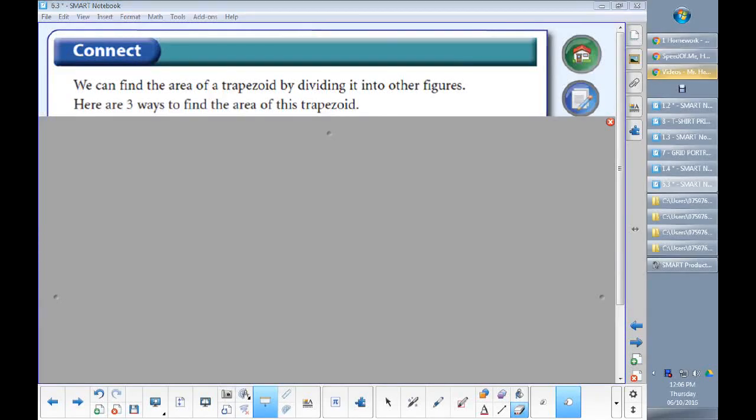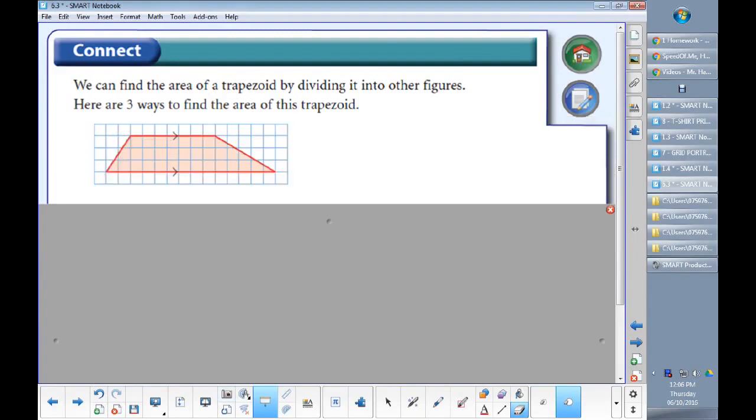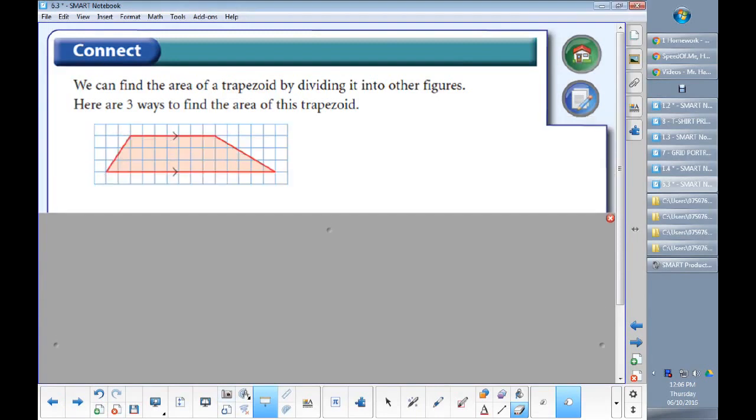So this video is going to show you how to find the area of a trapezoid by dividing it into other figures. This is straight from the textbook, so if you need to follow along in the textbook afterwards, you can do that. So here we've got a trapezoid. And first of all, let's make clear what a trapezoid is.